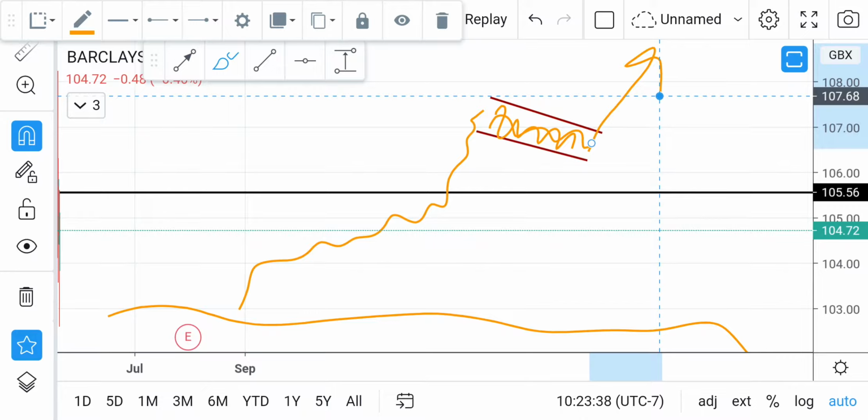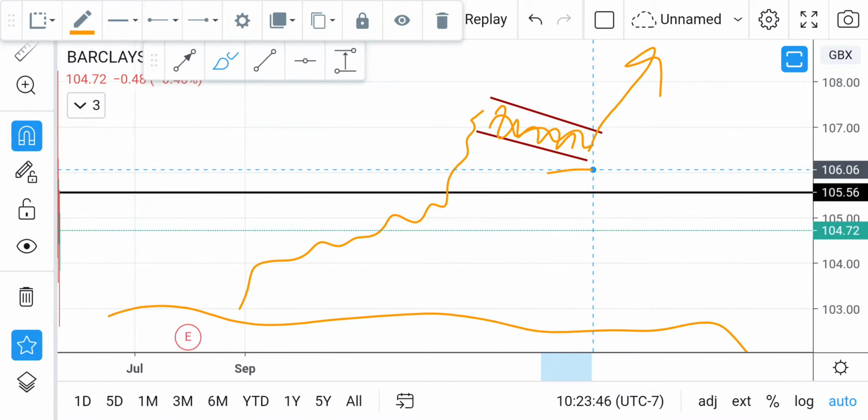In case you want to go long on this chart, you can go long and put your stop loss 1 ATR below the swing low, let's say somewhere here, and you go long. So that is it about a bull flag.